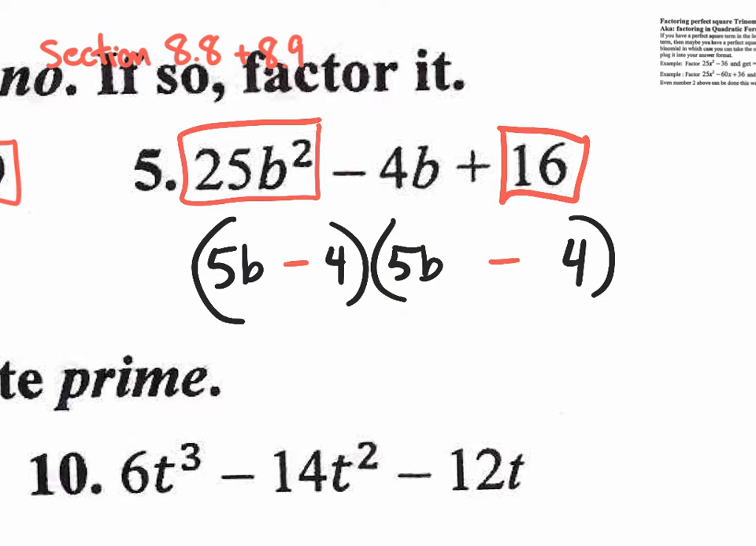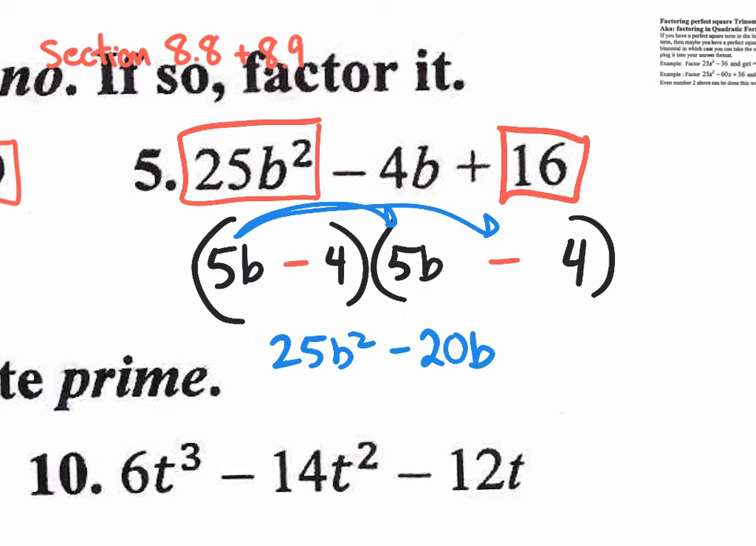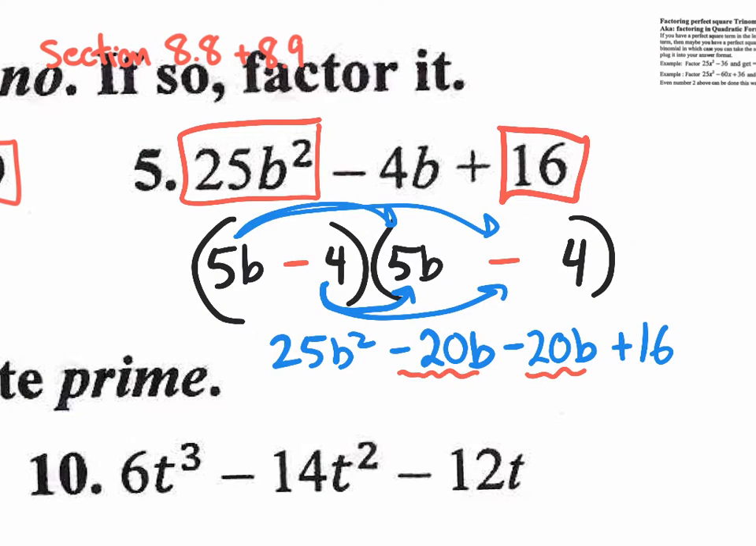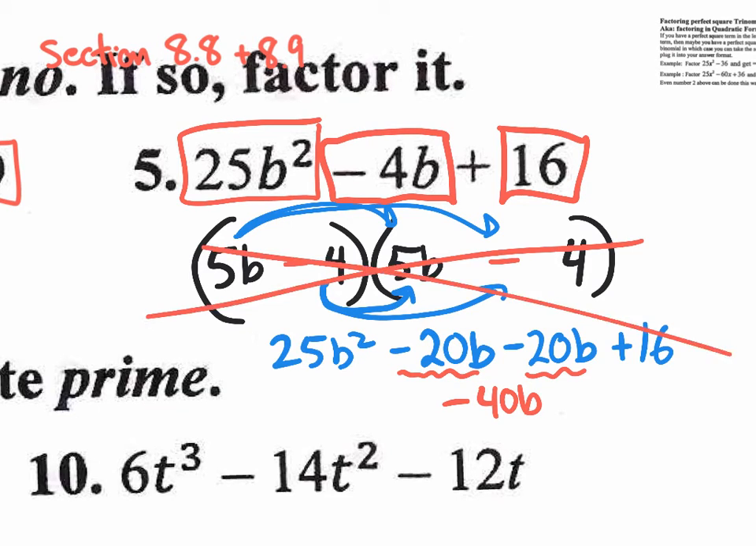Why? Because when we check it, 5b times 5b, it really is 25b squared. 5b times -4 is -20b. And then -4 times 5b is -20b. And -4 times -4 is +16. And when we combine these two middle terms, we'll get -40b. And this is definitely not -40b, it's -4b. So this did not work. We could try other methods, but I would just say prime.